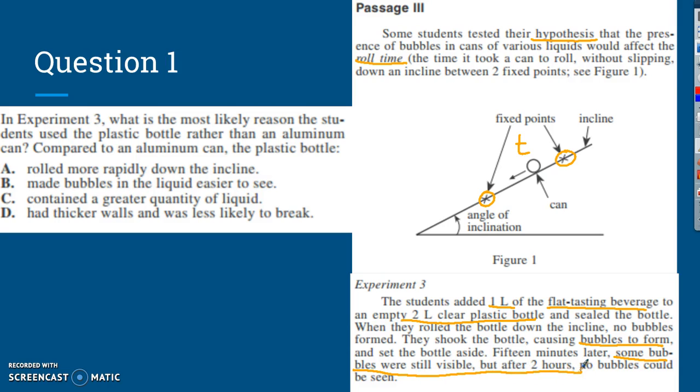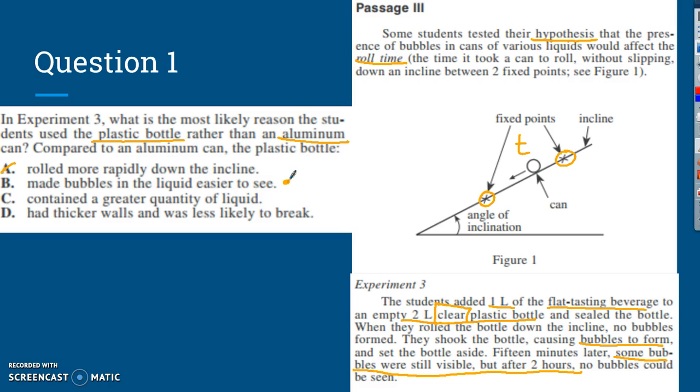And so question number 1 is asking, in experiment 3, what is the most likely reason the students used the plastic bottle rather than an aluminum can? Now, compared to an aluminum can, the plastic bottle does what? Rolls more rapidly down the incline? Well, that's not what experiment 3 really says, so we can eliminate that one. Most likely, why did they do it? Is it because it made bubbles in the liquid easier to see? Well, they definitely state clear plastic bottle, so that would be one reason.